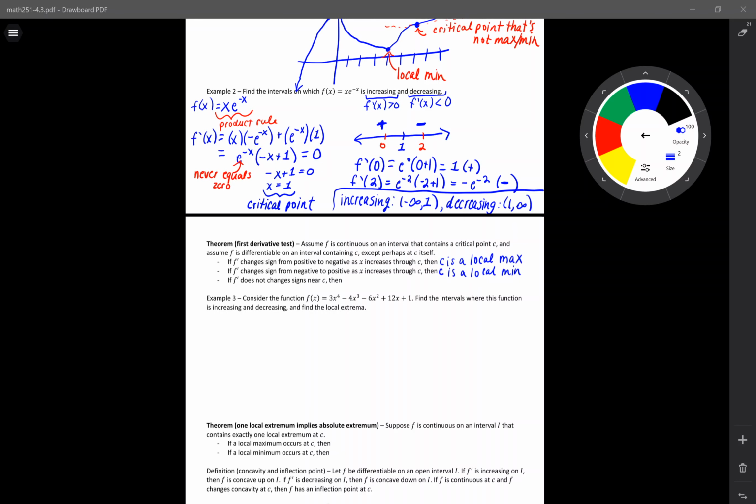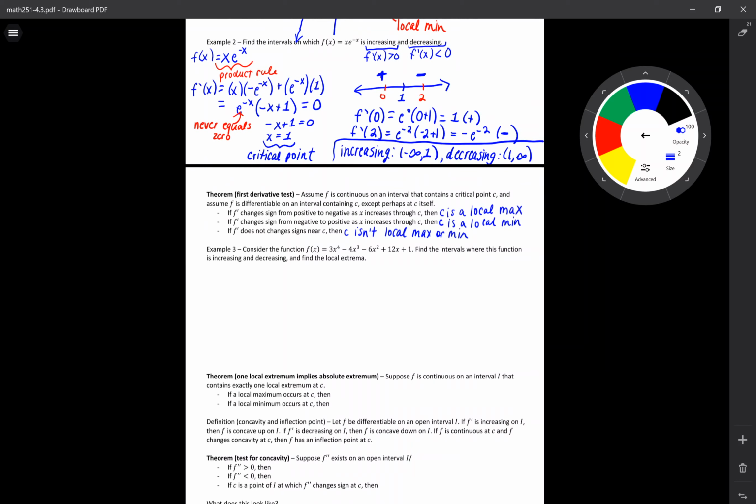Okay. Next we have a function 3x to the power 4 minus 4x to the power 3 minus 6x squared plus 12x plus 1. We want to find the intervals where this function is increasing and decreasing and find the local extrema. So increasing, remember, means f prime of x is greater than 0. Decreasing means f prime of x is less than 0. And the local extrema occurs when f prime of x is equal to 0. So, of course, here we are going to have to take the derivative.